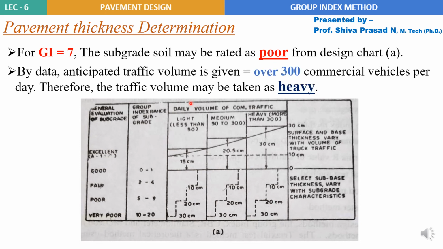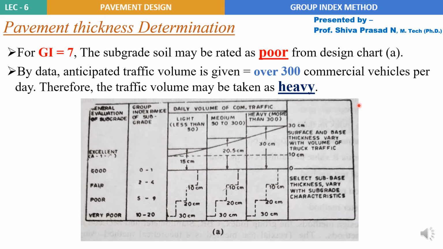So by data, the given value of the commercial vehicles per day is over 300. You can observe from this chart, over 300, more than 300, we categorize it as heavy. Therefore the traffic volume may be taken as heavy. So these two are the parameters required to use this chart for finding the overall pavement thickness.